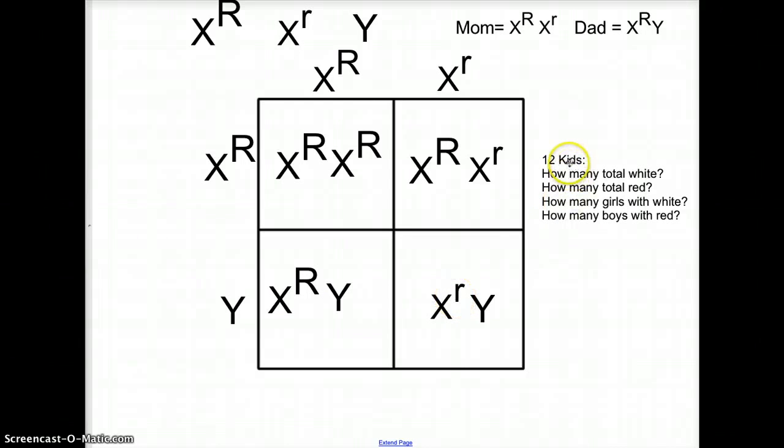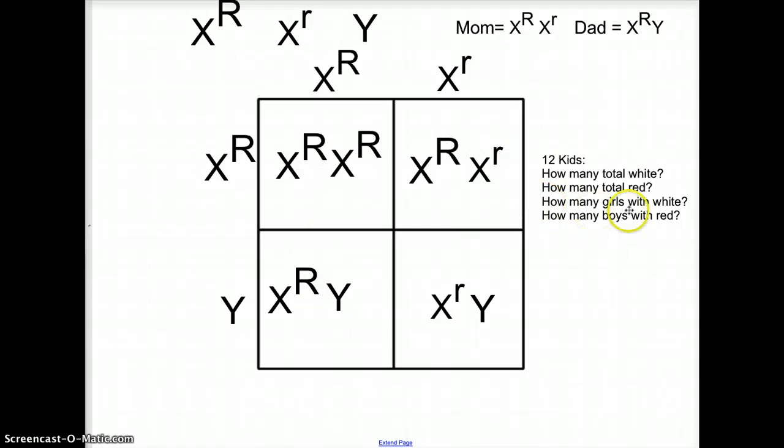So let's just do these questions. Let's say this couple had 12 kids. How many of those 12 kids total would have white eyes? You'd say, okay, 1 out of 4, so 3 out of 12 would have white eyes. How many total would have red? You'd say, well, 3/4 would have red eyes. So that would be 9 out of 12 total kids would probably have red eyes.